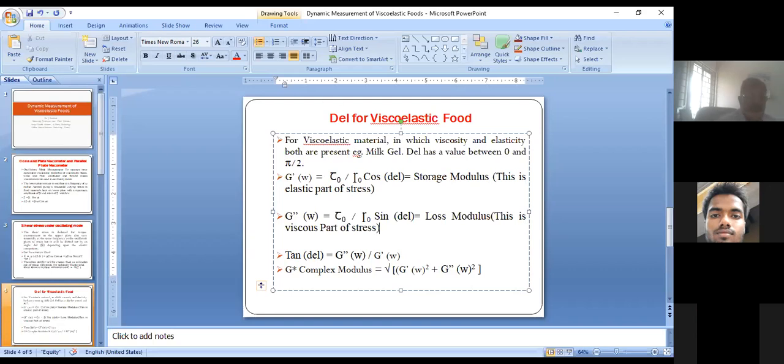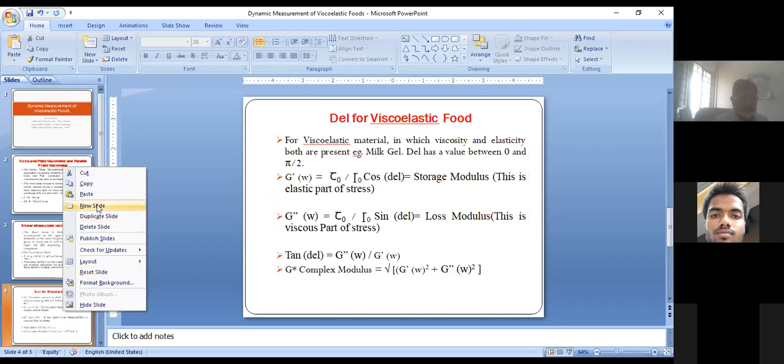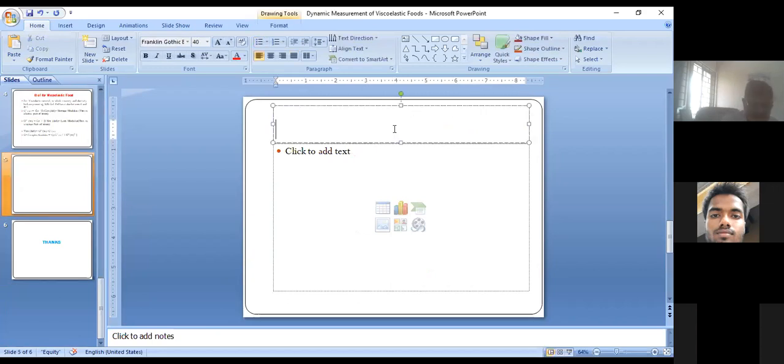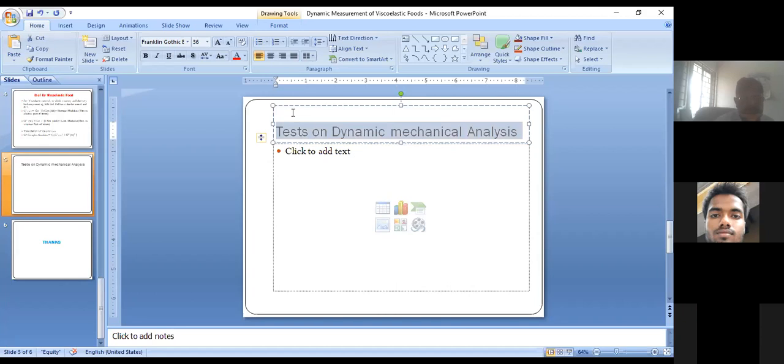Now I will give you one more slide. What are the different types of tests which can be performed in dynamic mechanical analysis? What are the different tests? Note down the test names.